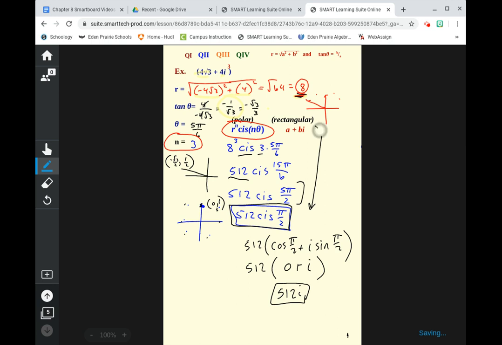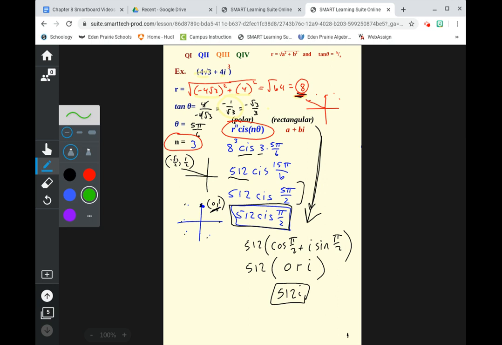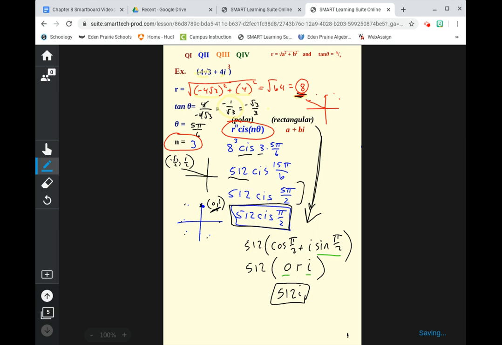And then for the rectangular form, I went ahead and put the long version, so I put the cosine and the sine. We know the ordered pair at pi over 2 is 0, comma 1. That's what I have right there, 0, comma 1. In the place of cosine pi over 2, it's 0. That's what I have here. In the place of sine pi over 2, the value is 1. I get that from here. The y value is 1. So I just have i. And so 0 plus i is just i. And so my final answer is 512i. You could have 0 plus 512i, but 512i is good enough. Make sure you watch the second video.